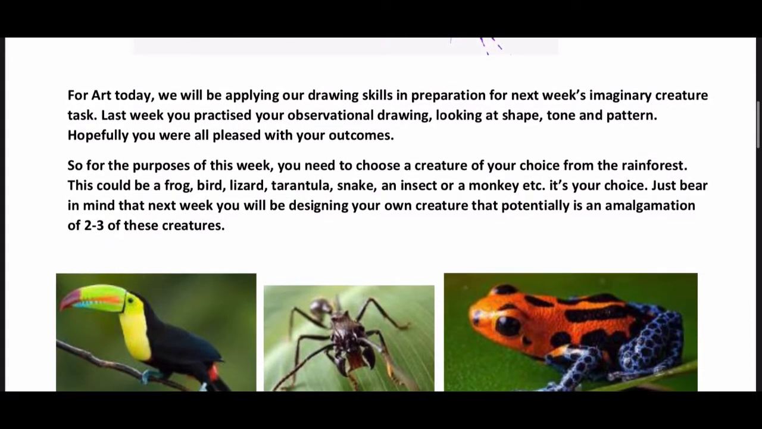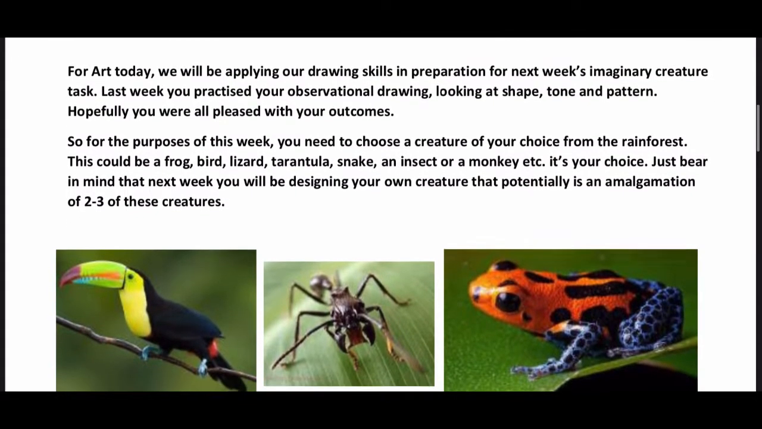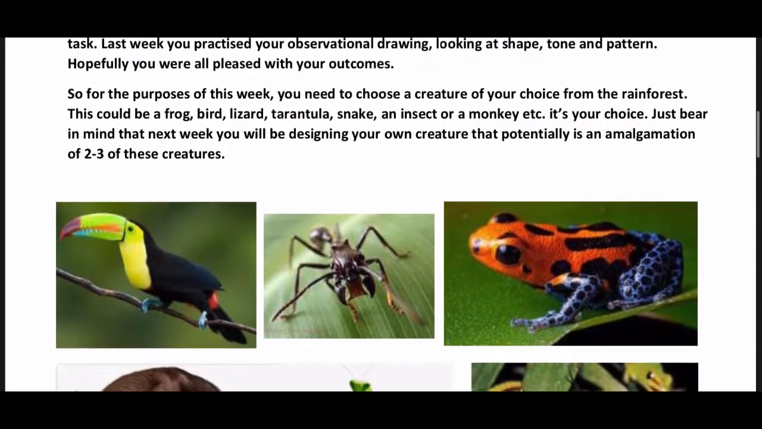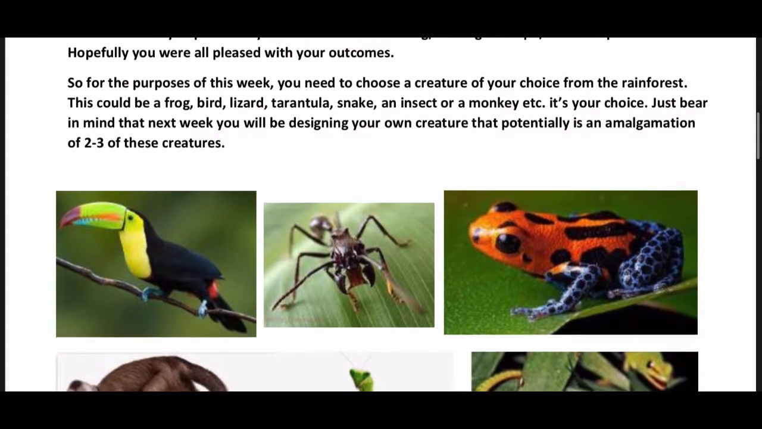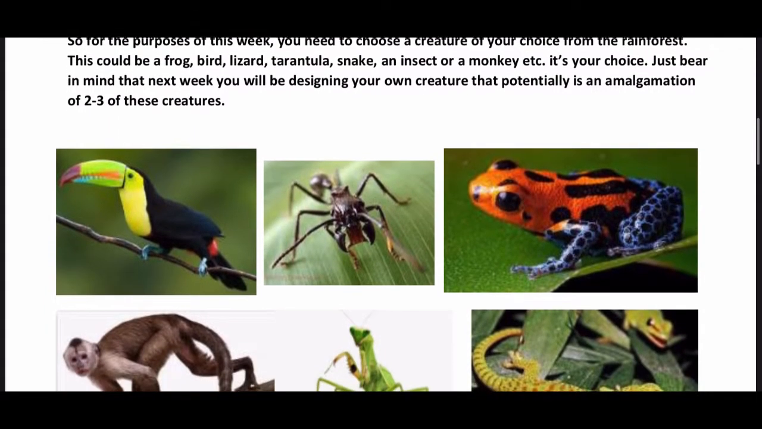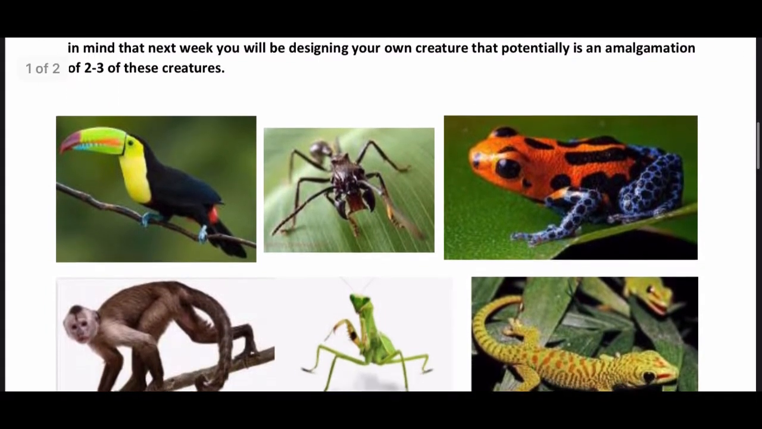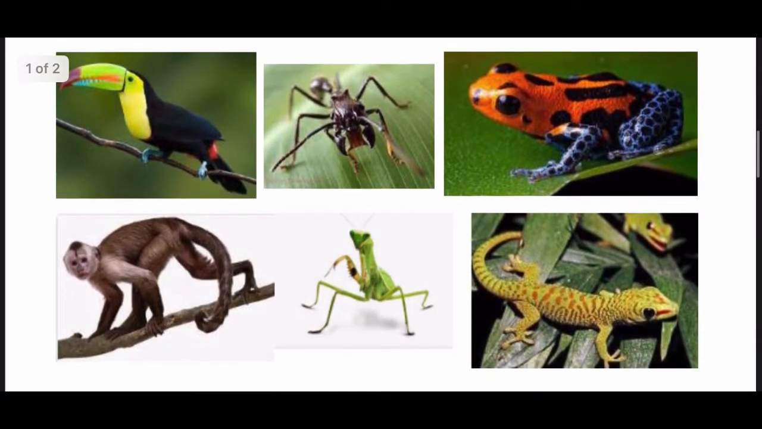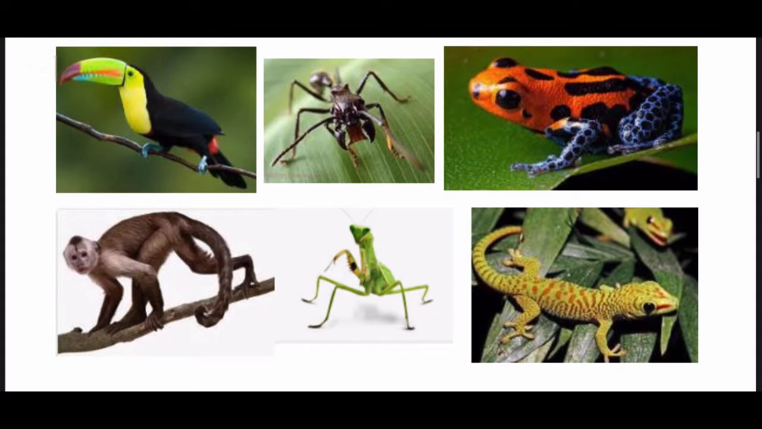Last week you practiced looking at shape, tone and pattern of your chosen object. You're going to be doing the same thing again, but applying it to an animal or an insect of your choice. So for the purposes of this week, you need to decide upon an animal from the rainforest or an insect. It can be a frog, a tarantula, a monkey, a lizard, bird, whatever, your choice.